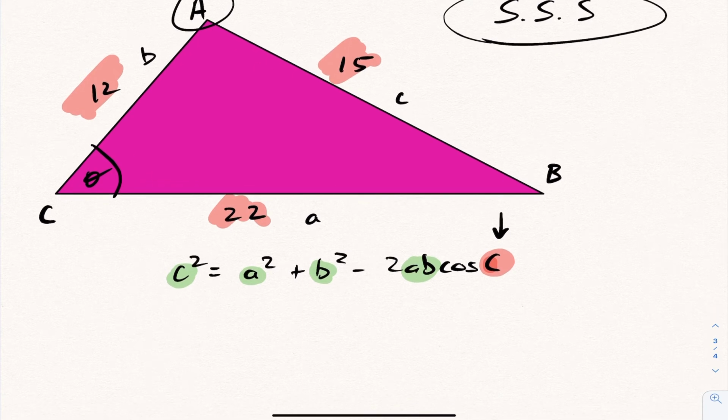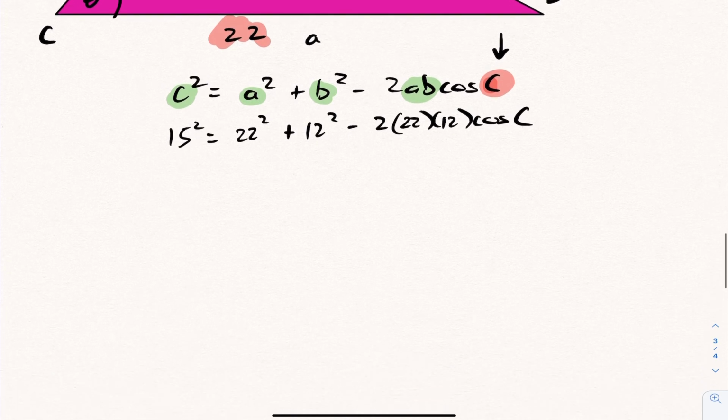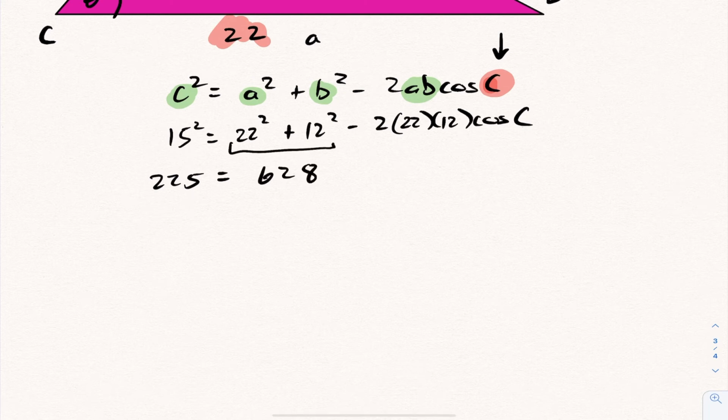Okay, so my value of C here is 15. That's going to equal A, which is 22, plus B, which is 12, minus 2 times 22 times 12 to the cos of C. So let's follow along the math here. 15 squared is 225. If I take 22 squared plus 12 squared, we get 628.